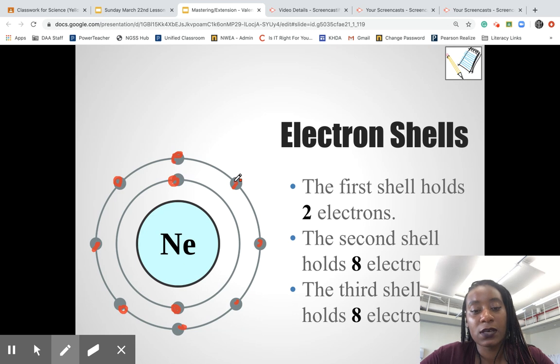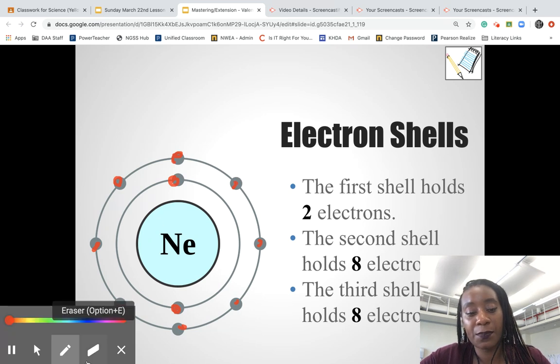All right. So if we add those electrons together, that would give us 10 electrons. When we look at neon on the periodic table, we will also see that neon has the atomic number of 10. That tells us that neon has 10 protons, and we know in a neutral atom, the number of protons will be equal to the number of electrons. We're going to draw an example from scratch on the next slide.